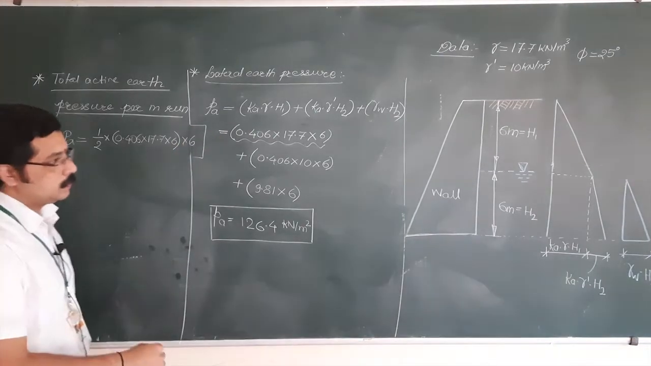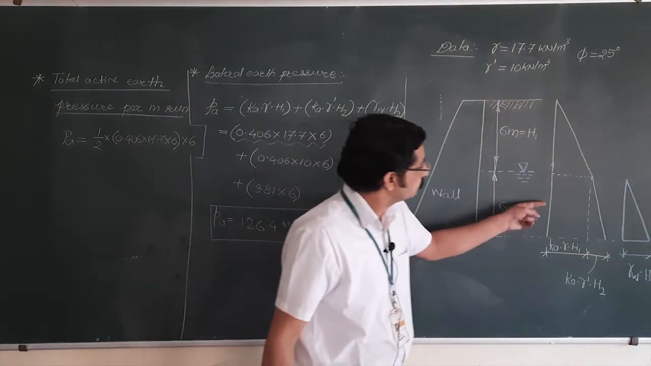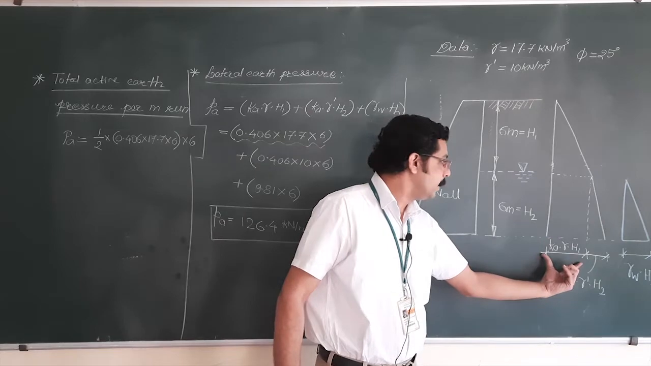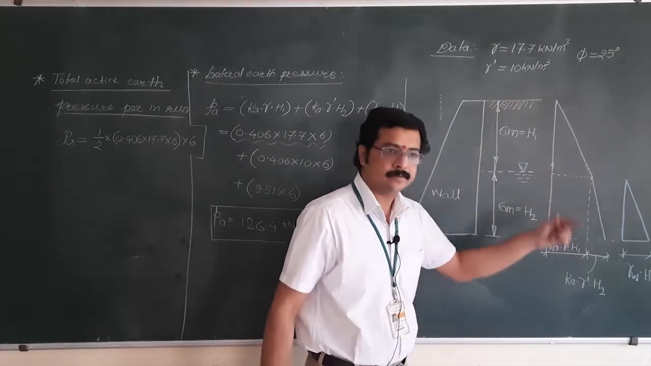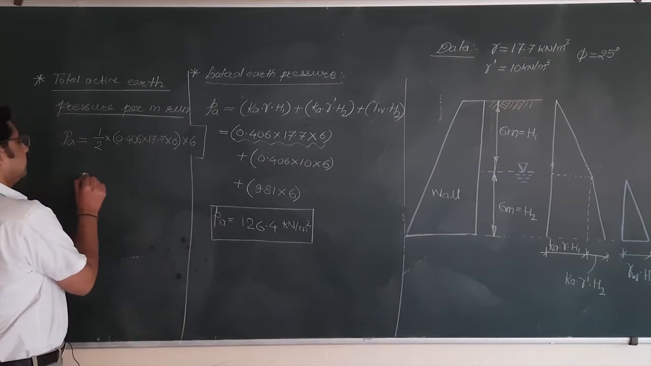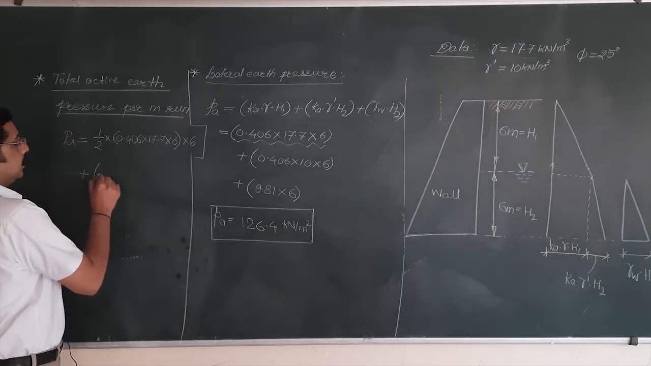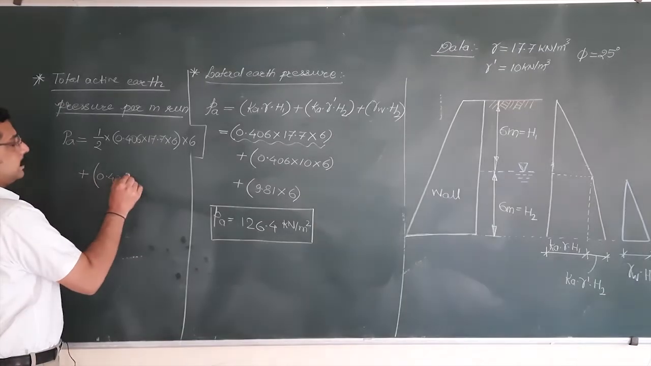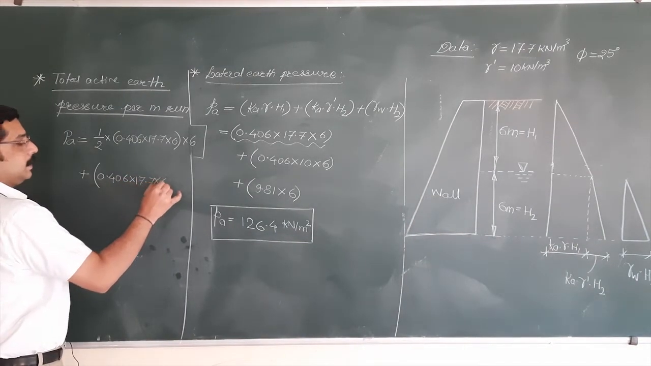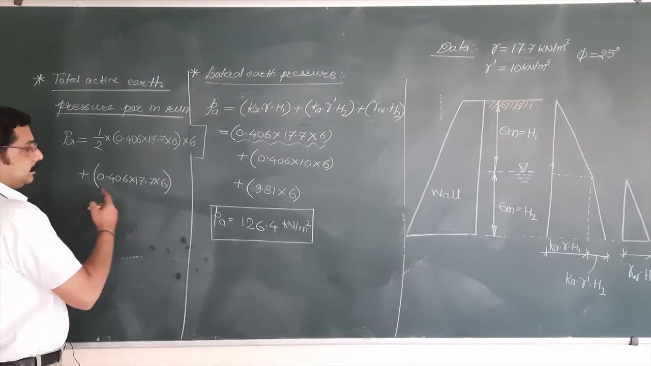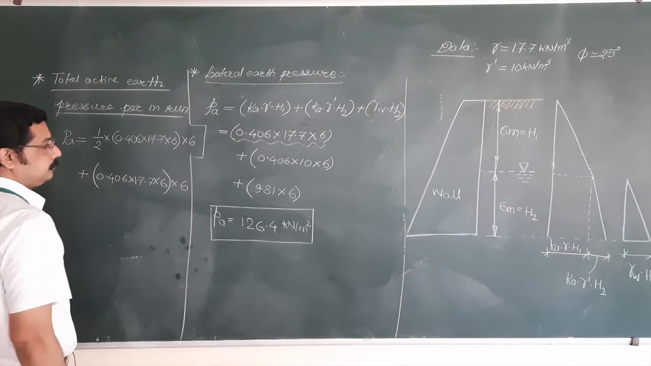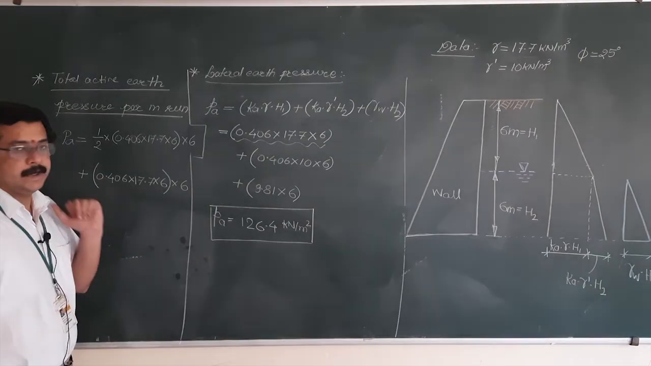Okay, now come to rectangle. This is a rectangle. Its width is Ka into gamma into H1 and height is 6 meter. So here this will be equal to plus 0.406 multiplied by 17.7 multiplied by 6. This quantity is width multiplied by the height. So this is the area of the rectangle.